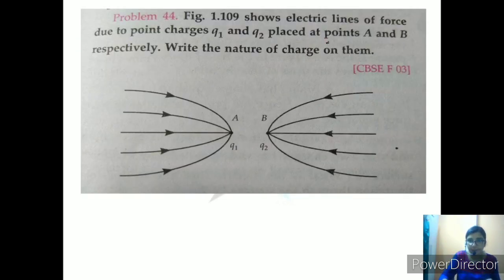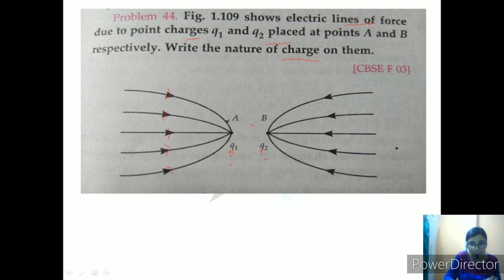This figure shows electric lines of force due to the point charges Q1 and Q2. As I had shown before, do you all remember? There is repulsion, field lines are moving away. So what is the nature of charge on them? These two should be either positive-positive or negative-negative. But now see here, even the directions of the field lines are given, right? Field lines are moving towards it.